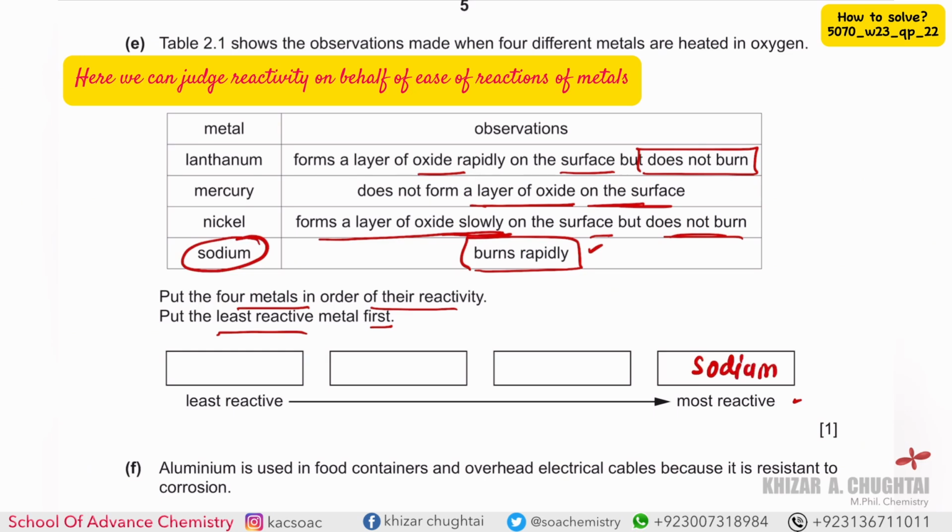Then the next one, which reacts with oxygen rapidly, making a layer of oxide on the surface but doesn't burn, will be lanthanum. That is the second most reactive. The one that forms an oxide layer very slowly is the next most reactive element, so it is nickel. And the last one, obviously, will be mercury.